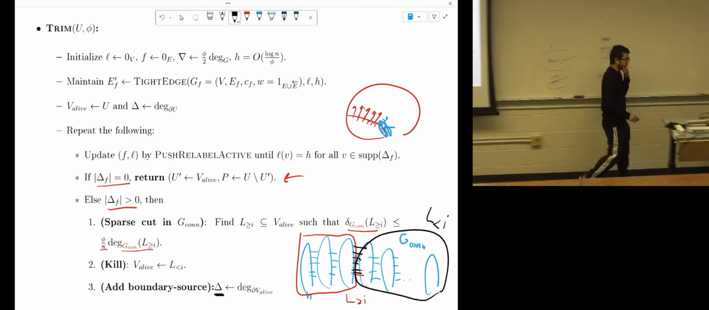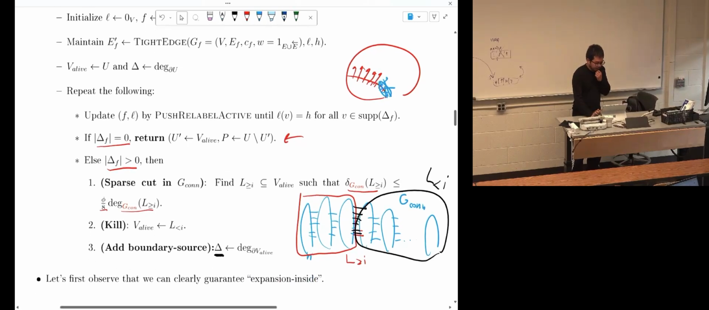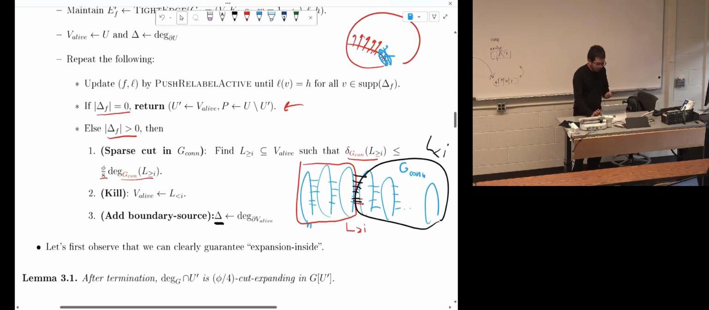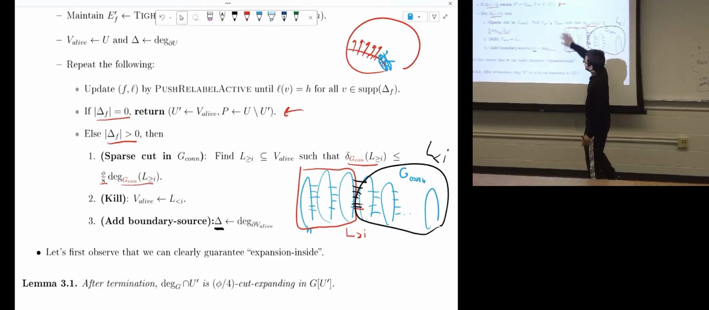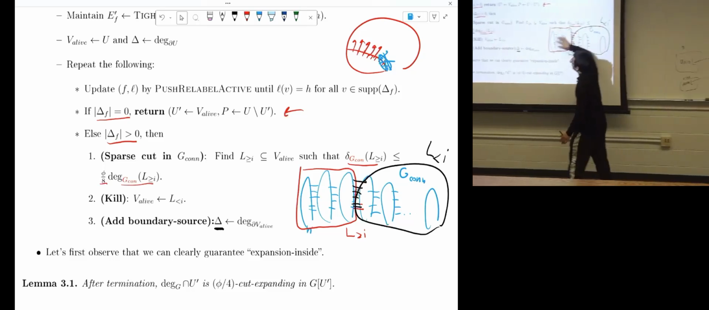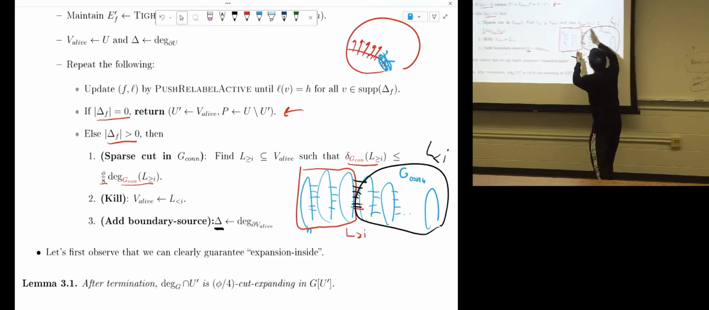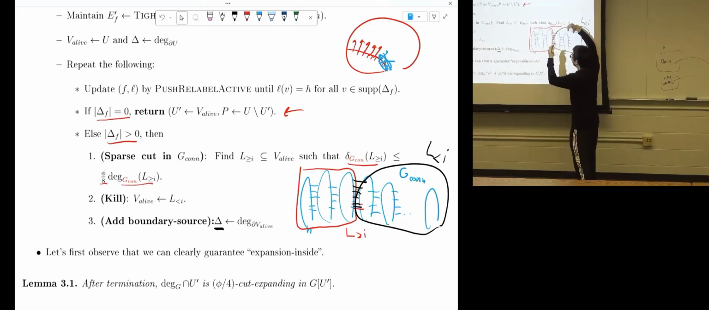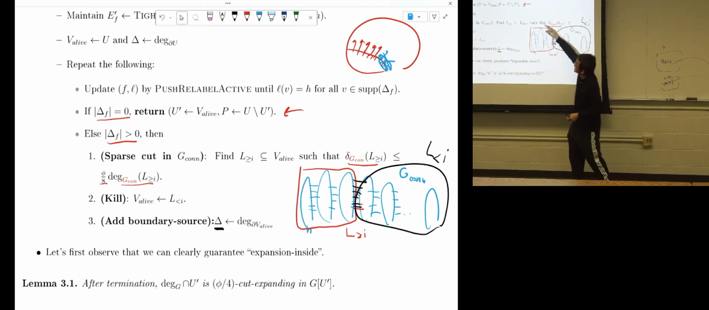Okay. Is it clear so far? So observe that at termination, once we kill this thing, we just continue, try to send flow again. But what we do is I restrict flow, labels, everything to the new alive part. And I just continue my algorithm. I don't restart it. I really just continue with the tight edge data structure. It's just from before, right?